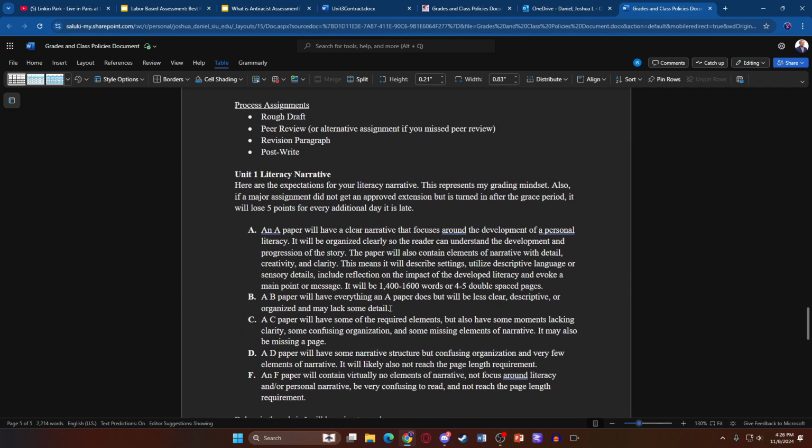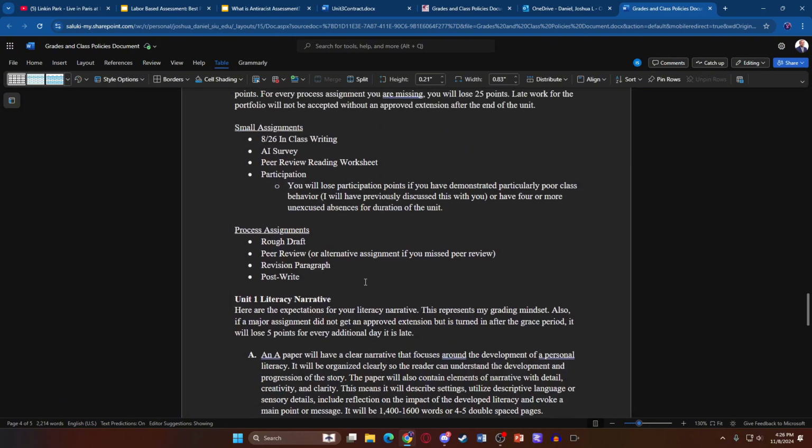And I also have a brief, same with the labor-based assessment. I have a breakdown of here's the expectation for an A paper, here's the expectation for a B paper. But instead of setting it as you get a B and then you move up, you get an A if you meet everything that's in the prompt, B if you meet most of it but not all of it, C and moving forward down. But that way they can see the breakup.